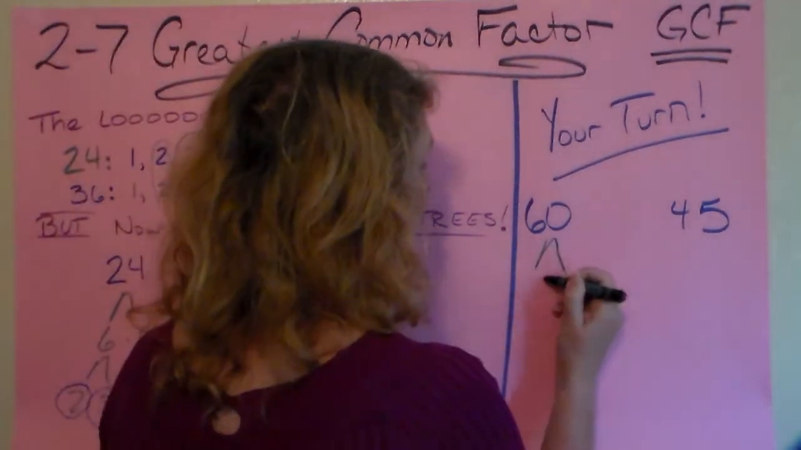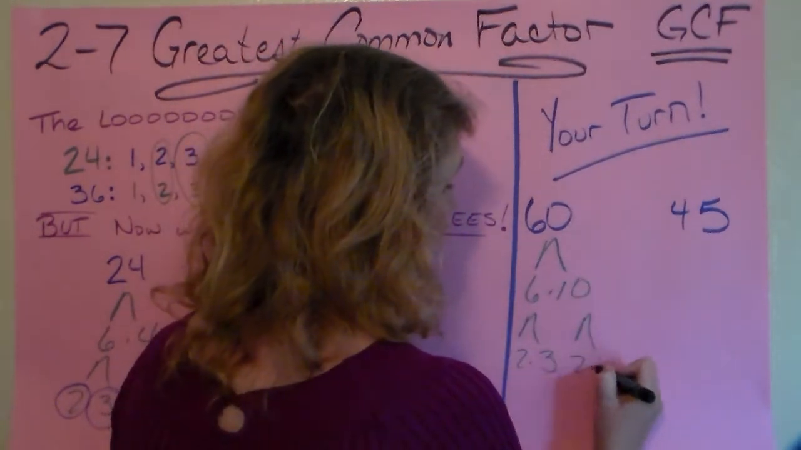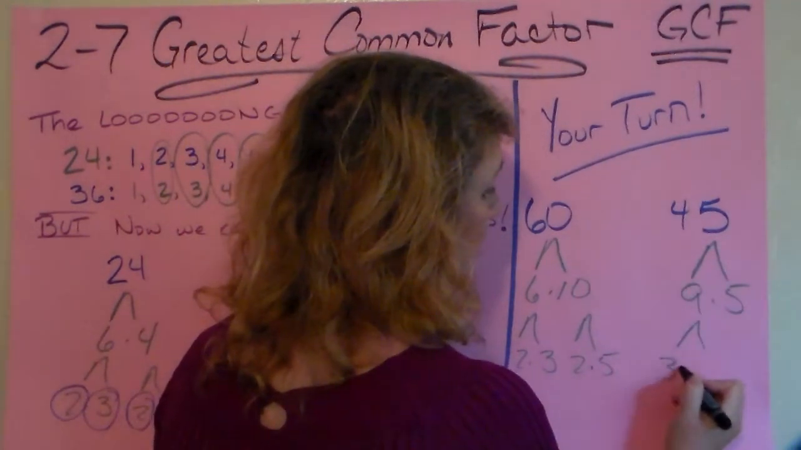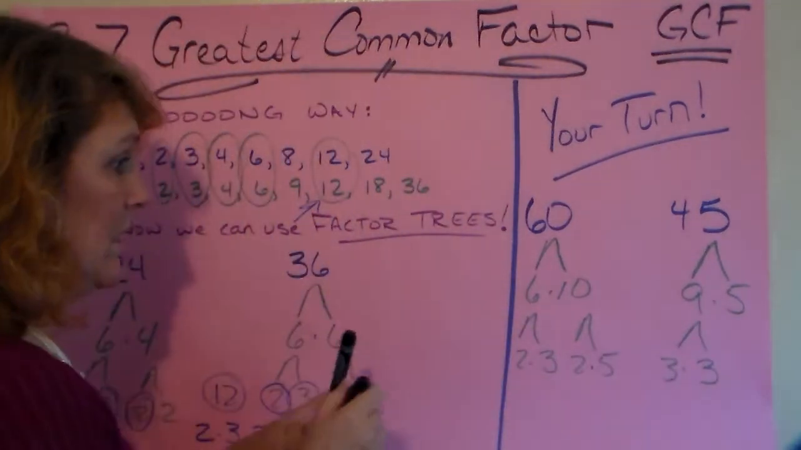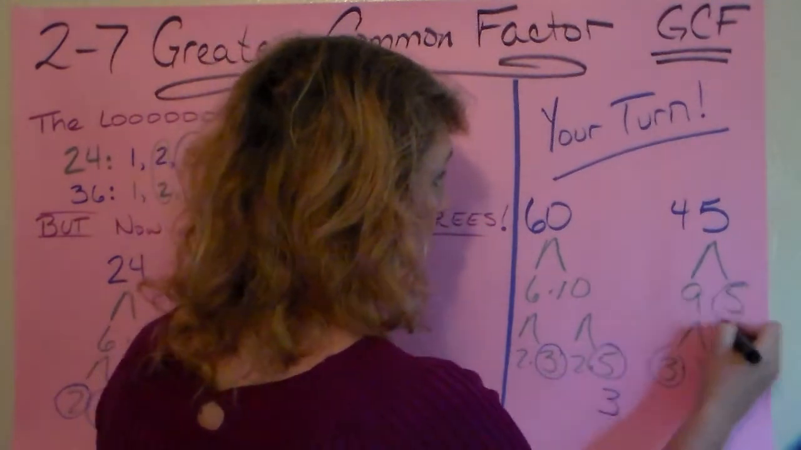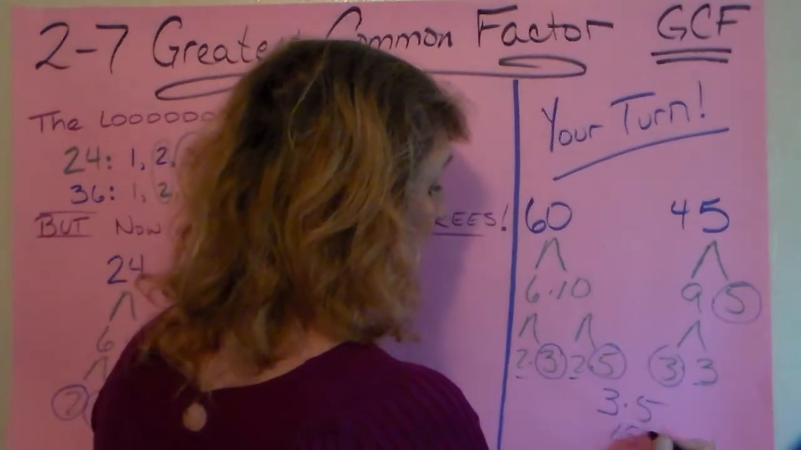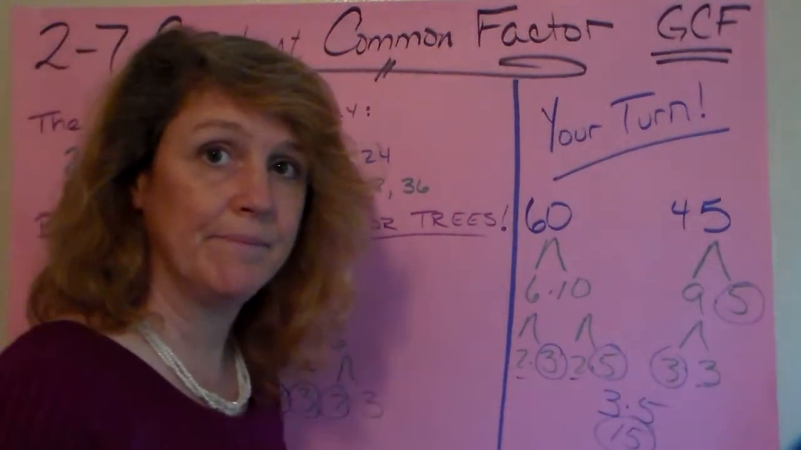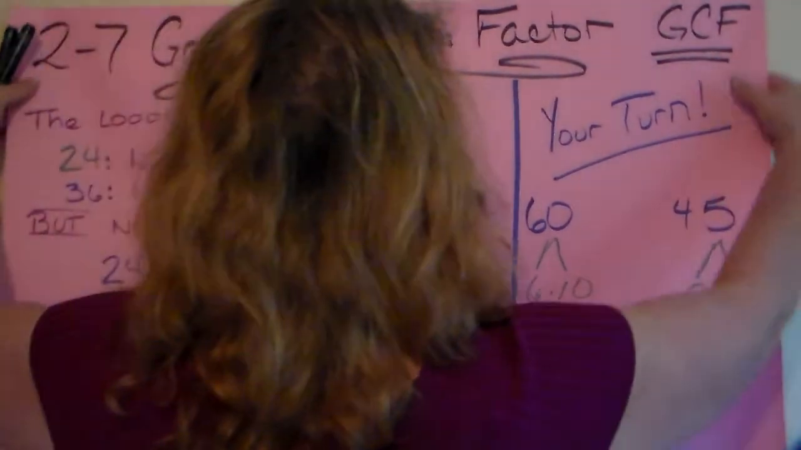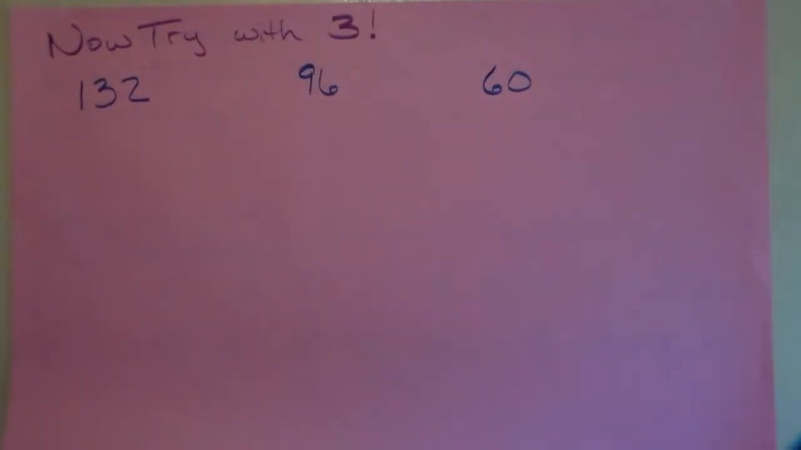All right, 60 is 6 times 10, which is 2 times 3 and 2 times 5. 45 is 9 times 5, and that's 3 times 3. So, here I've got a 3 and a 5 and nothing else. So our greatest common factor is 15. How'd you do? I love this because I get to play with math. I think that's fun.